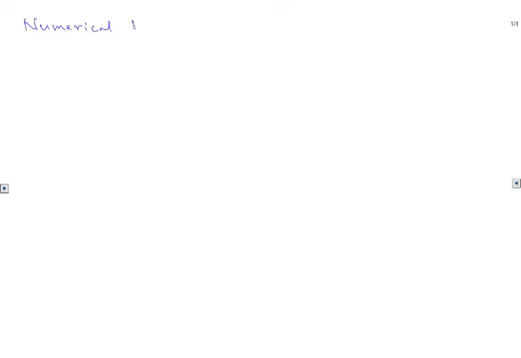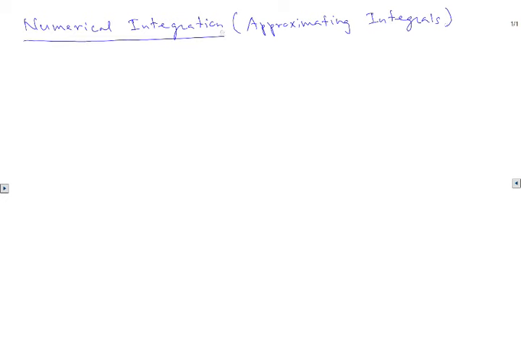Numerical integration, or you can also say approximating integrals. Now the question is why we need to do this. So there is always a why question. Why do we want to do numerical integration? That means, can't we integrate all the functions that we have?